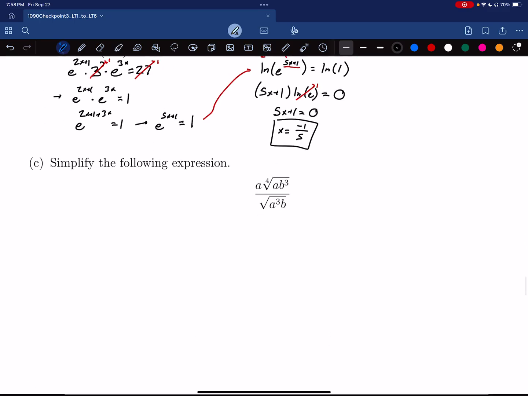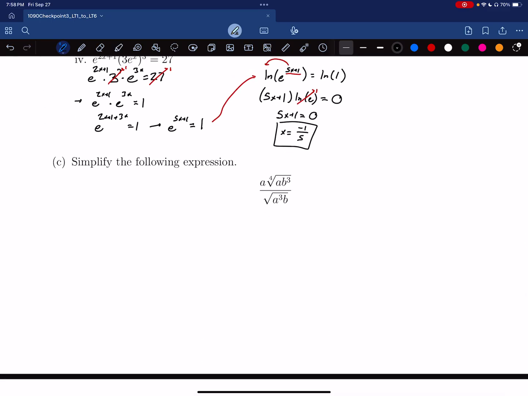All right, one last part here, part C. I think you guys have seen a question that looks like this before on the last checkpoint. It's a very common one. It's a really good test of your exponent and root rules. All right, so as always, let's just try to get this in the simplest form possible by getting them all in fractional exponent form.